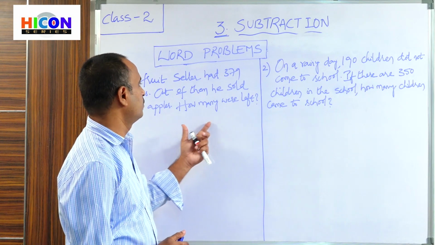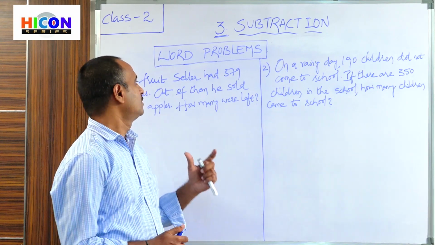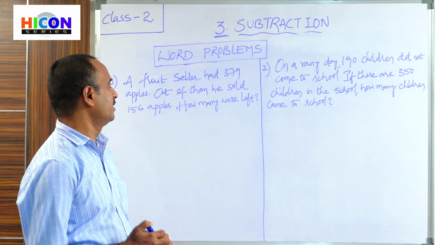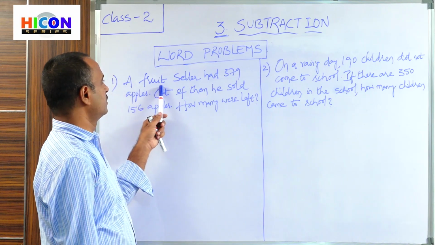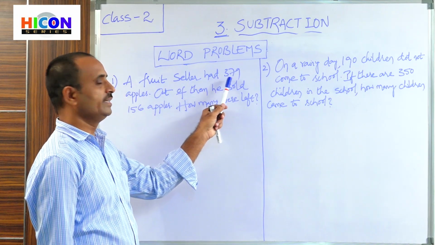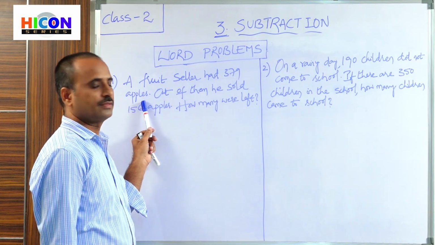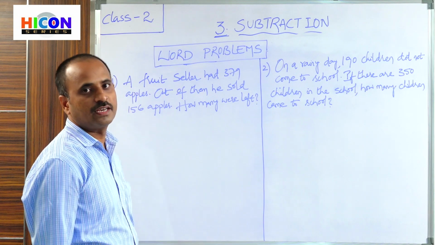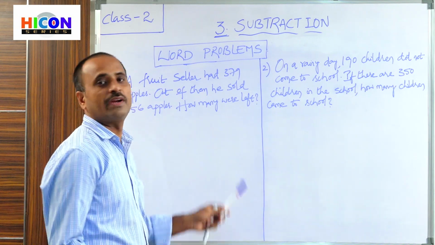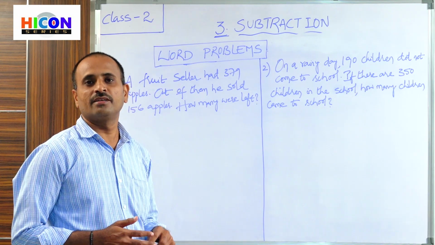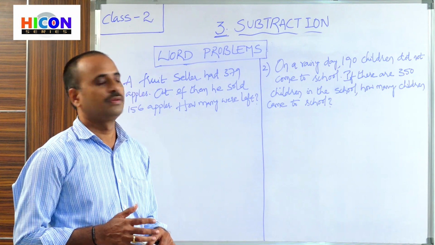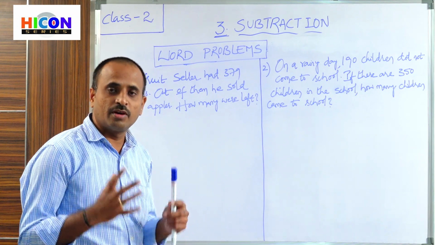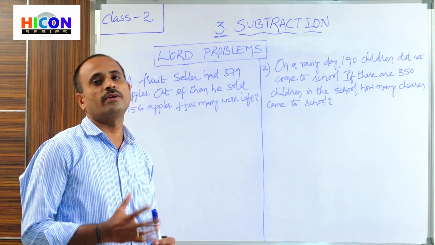So there are 2 problems given. So see the first problem. So children, read the first problem. A fruit seller had 379 apples. Out of them, he sold 156 apples. How many were left? So children, understand the problem. If you understand the problem, you can easily do the problem.